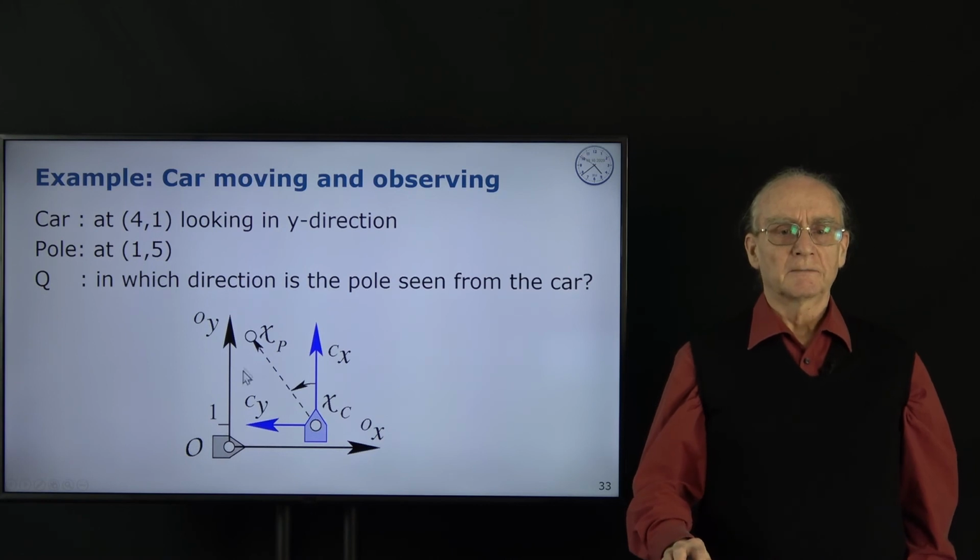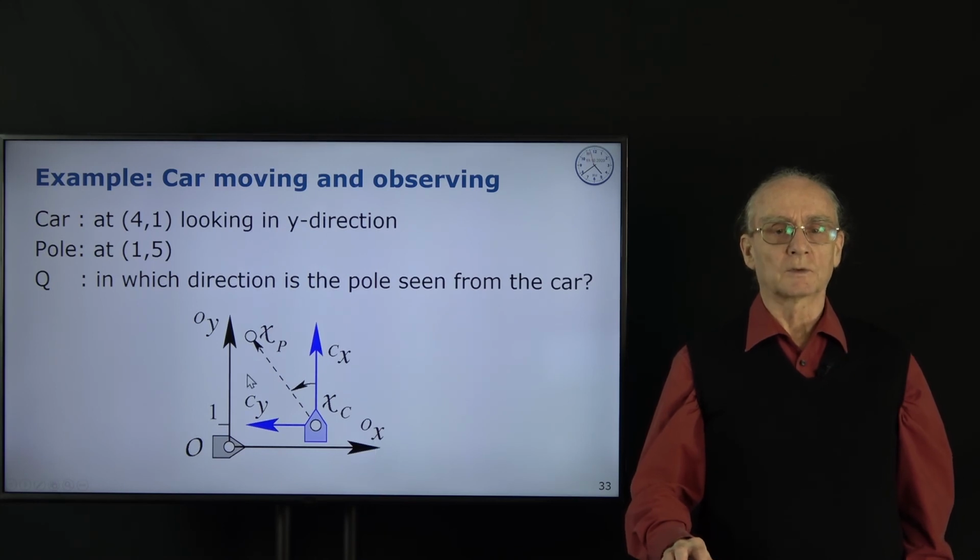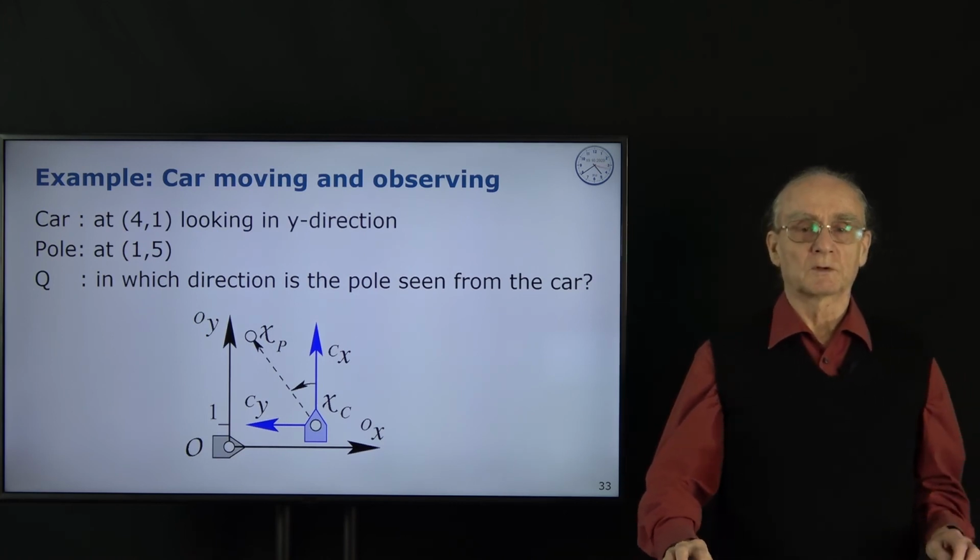What you see here is an object coordinate system, or world coordinate system, with origin O and coordinates XO and YO. You have here a car sitting somewhere looking in this direction, and you have here a pole, and you would like to know, if you sit here, in which direction do you see this pole? That's the question. Now, how do we solve this problem?